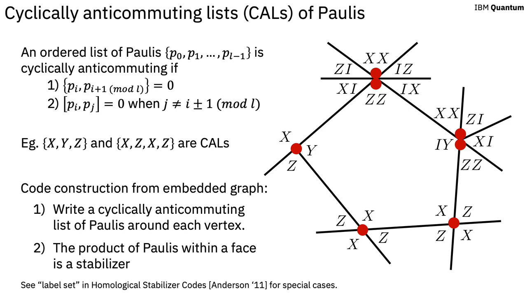Okay, so given your embedded graph, you write down a cyclically anti-commuting list of polys around each vertex, and of course the length of that list will have to correspond to the degree of that vertex. And then the product of polys within a face is what you want to define as your stabilizers. So you get one stabilizer for every face. You can also compare this with what Jonas Anderson calls the label set in this paper, which is basically his version of cyclically anti-commuting lists for vertices that have one qubit at them. So in our language, those would be the degree 3 and 4 vertices.